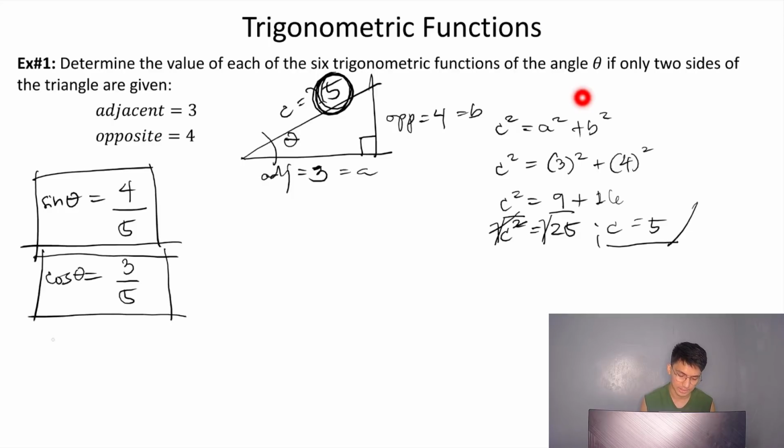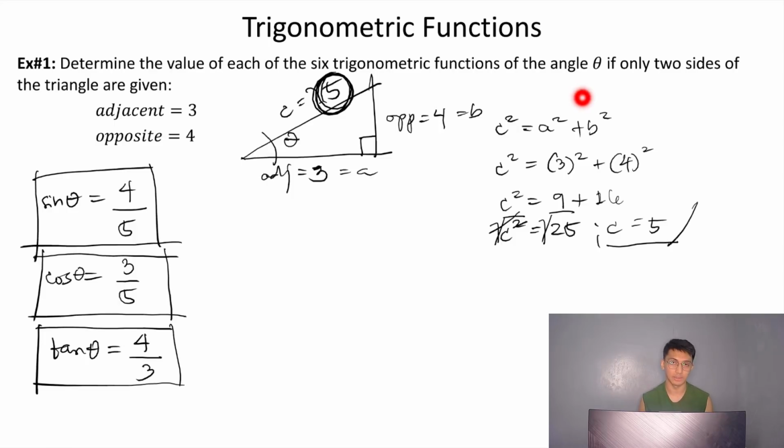Next, for tangent. Tangent theta, we have TOA. Opposite over adjacent. Opposite 4 over adjacent 3. And ito ang ating pangatlong trigonometric function.